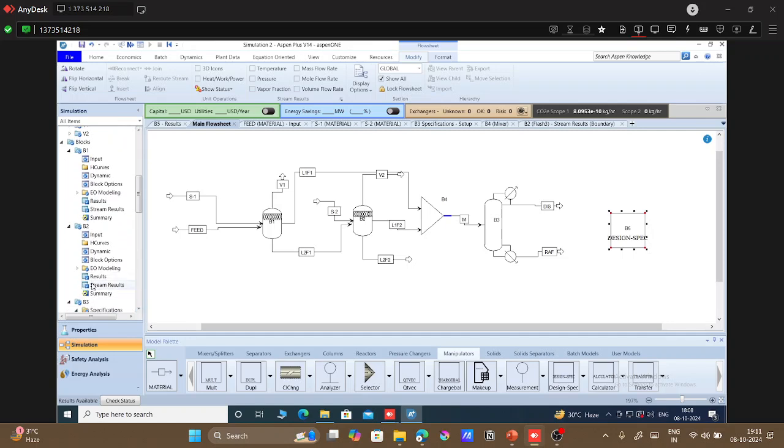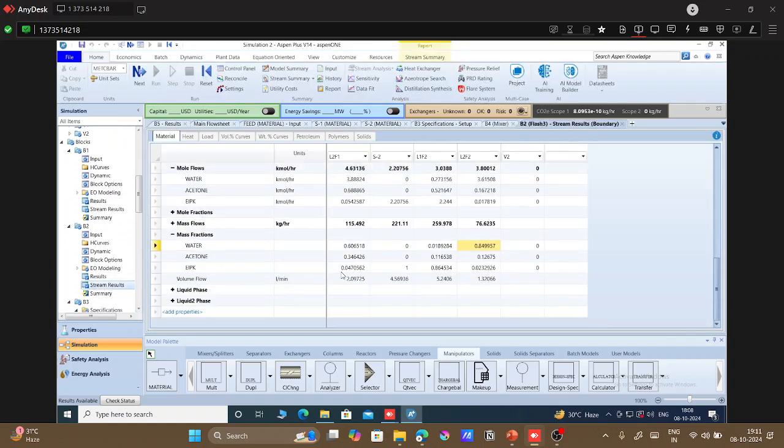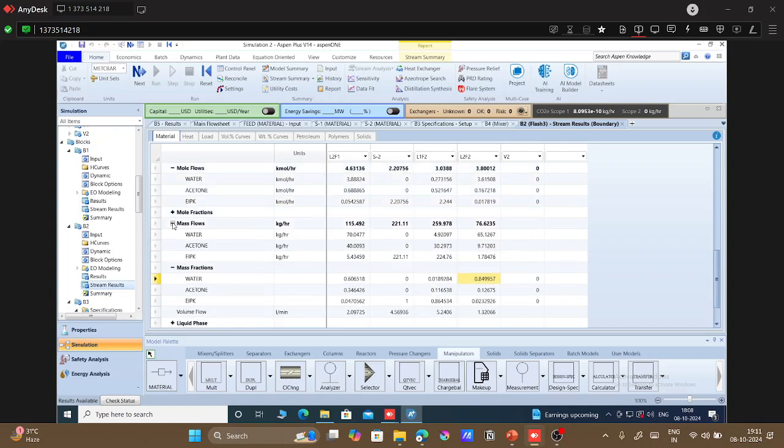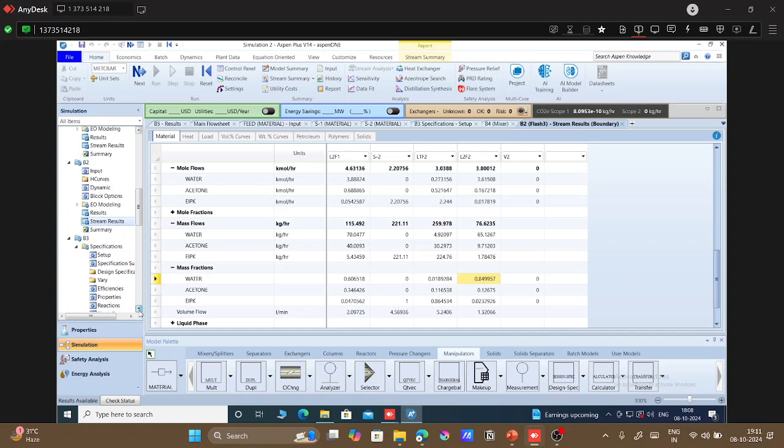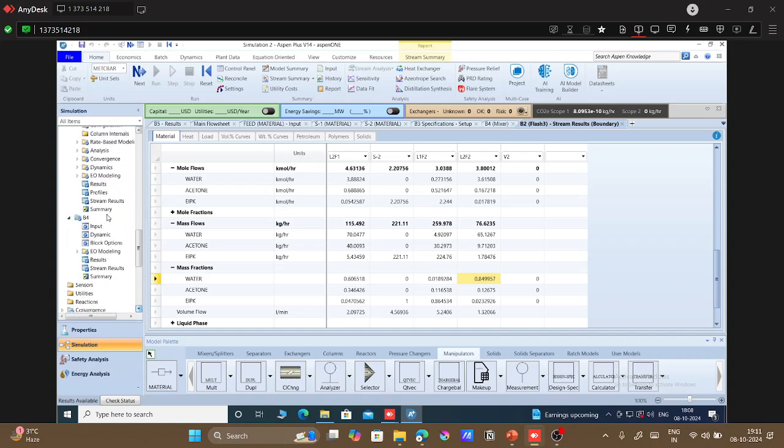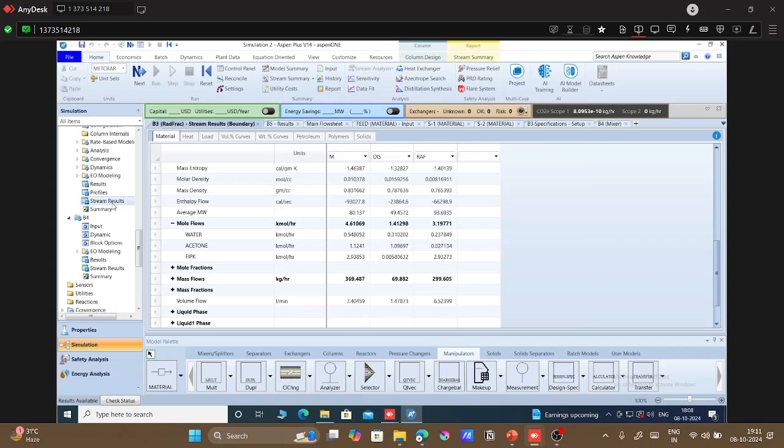So if you will see the stream results, the mass fraction of 0.85 is achieved, while the mass flow is 65. Only 4 kg per hour is going into the top liquid. Then our distillation column specification will also change.